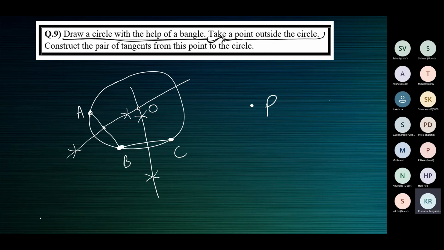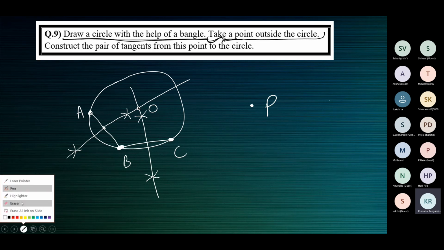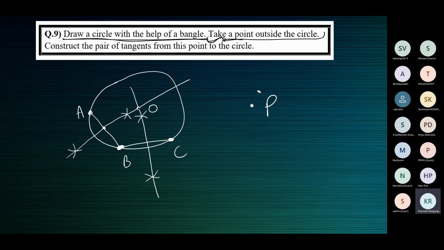I'll just take the point closer, children, so that I'm able to draw the circle decently well. Let me take it closer to the circle. So let me take the point P here. Anywhere you can take the point P, outside the circle. Now join OP.